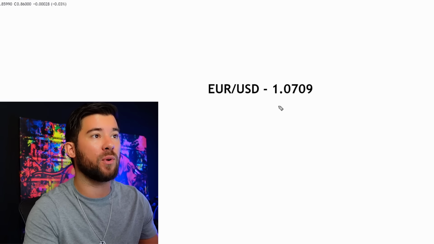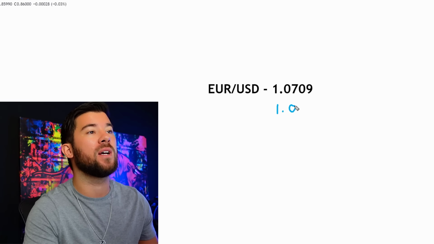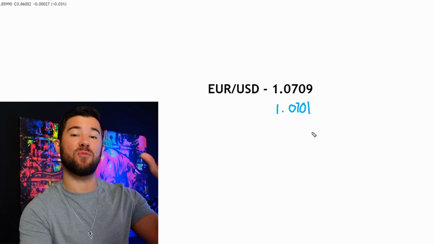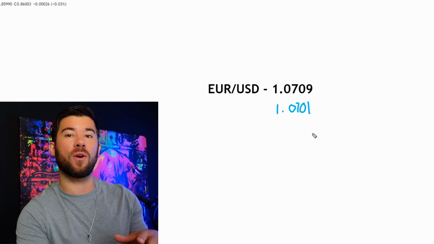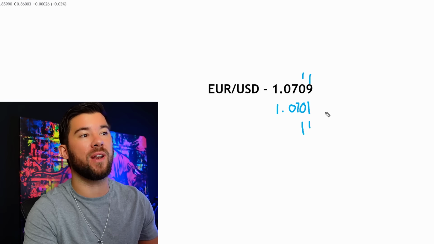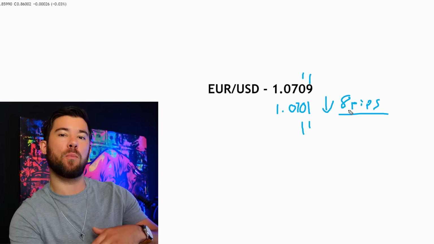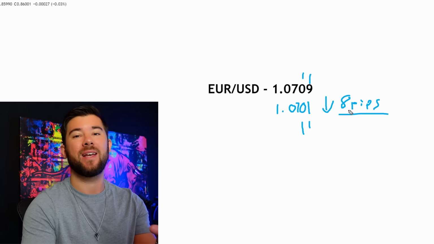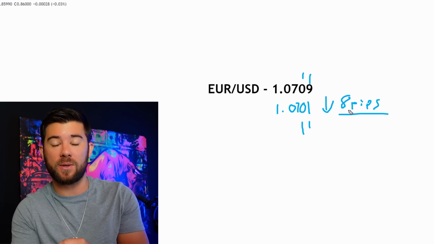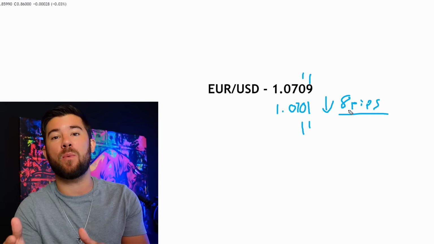One more example here. What if we go to 1.0701? How many pips did price move lower? We moved lower by 8 pips because we went from 0.9 to 0.1, meaning we went down 8 pips in this example. Now, this 4 decimal point to the pip is true for every currency pair except yen crosses, except pairs that have JPY in them.